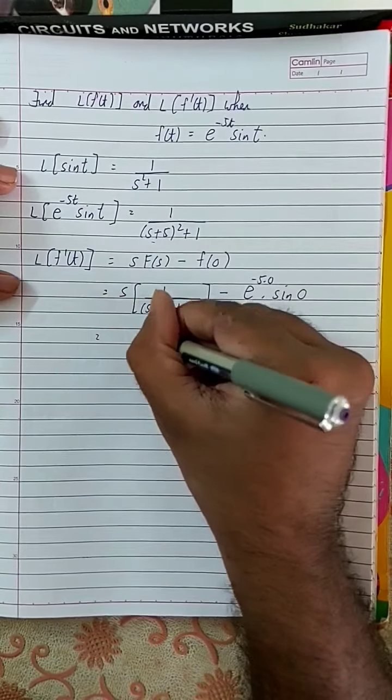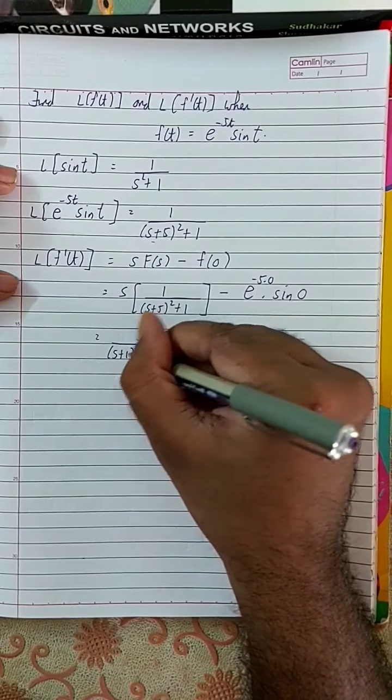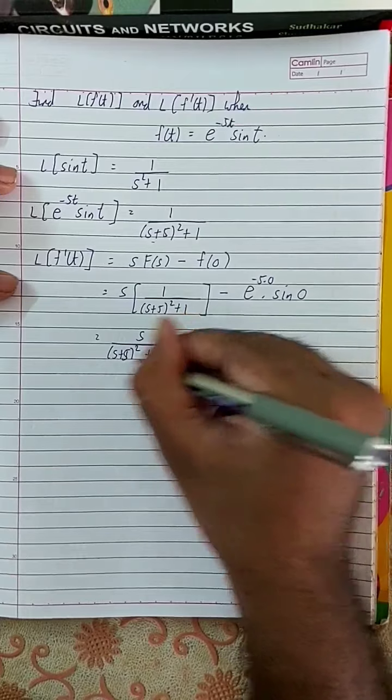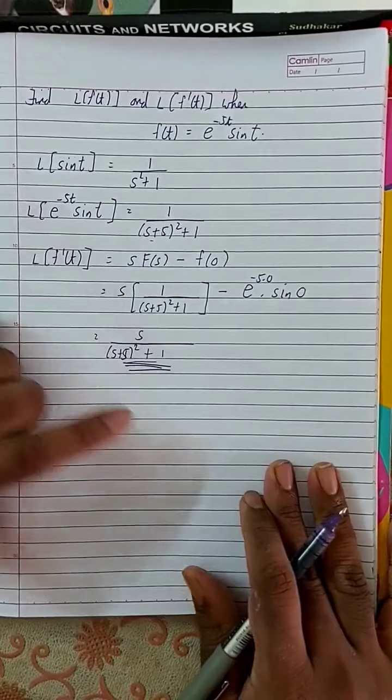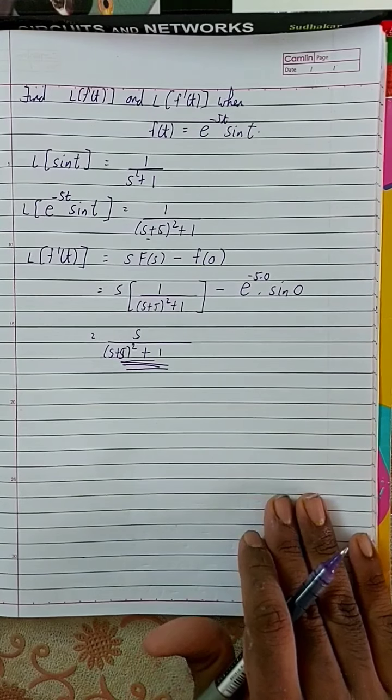That is s by s plus 1 the whole square, s plus 5 the whole square plus 1. Okay, this is your answer. This is how we do the problem. Okay, let's do one more question.